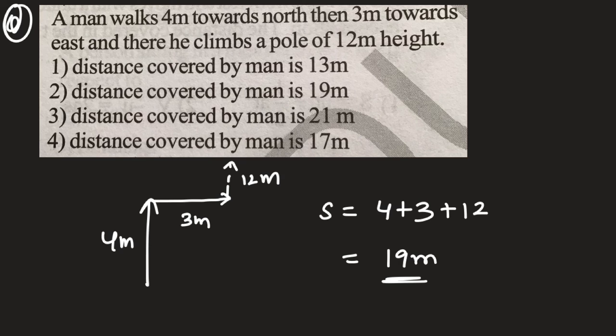If they ask you to calculate displacement here, then you have to use the vector sum. That you will be learning in higher classes. Right now they are asking distance, so simply find the path length. So that will be 19 meters. Now let's look at the last question.